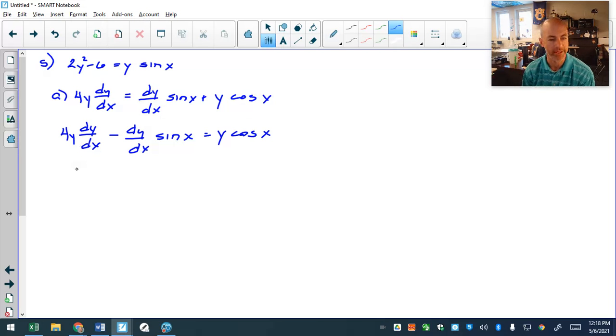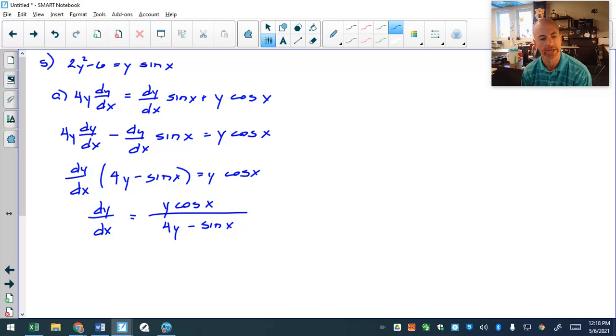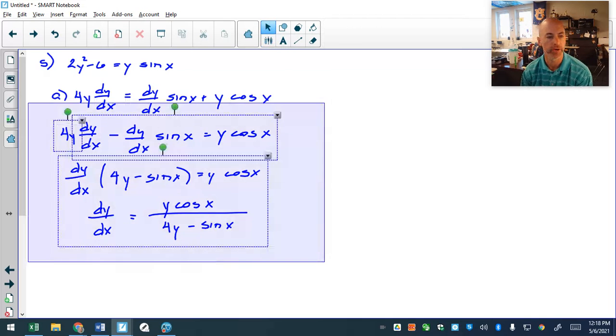Now I'm going to factor out the dy dx. All right, so this is being really nice. So I'm going to factor out the dy dx. That leaves you with 4y minus sine x is equal to y cosine x. And then we'll divide by 4y minus sine x, and that gives you exactly what they said you should get. Y cosine x over 4y minus sine of x. And there is your answer for part A.